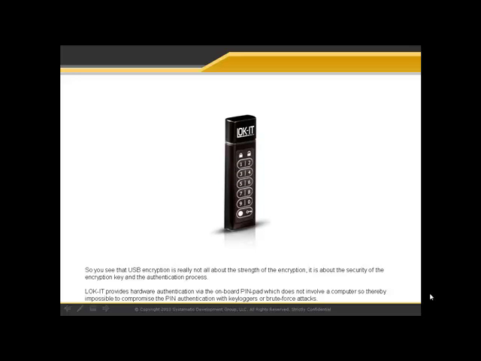LOK-IT provides hardware authentication via the onboard pin pad, which does not involve a computer, so it is thereby impossible to compromise the pin authentication with keyloggers or brute force attacks.